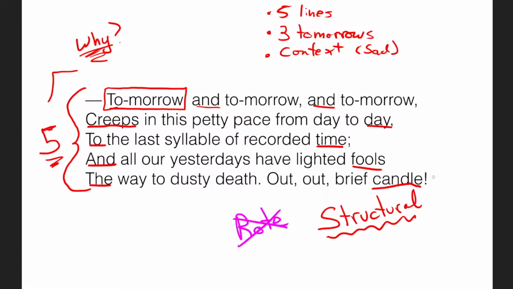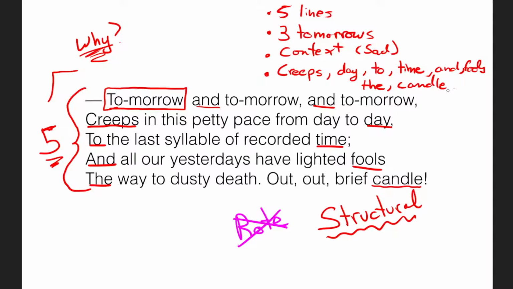Now, again, I know this is not how you would normally memorize this piece of text. Rote memorization would work just fine here, but bear with me. I'm trying to show you a different way of thinking about breaking down the text. So it creeps day, to time, and fools the way. So you can actually use rote memorization, just not on the entire text, just on sort of like an outside-in structural understanding of the text. So I'll make that the last chunk. Creeps and day, to and time, and fools, the, and candle.